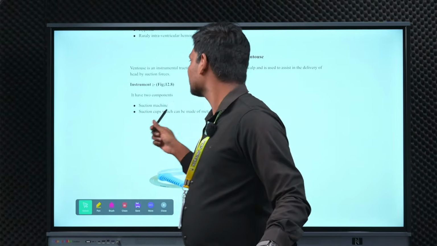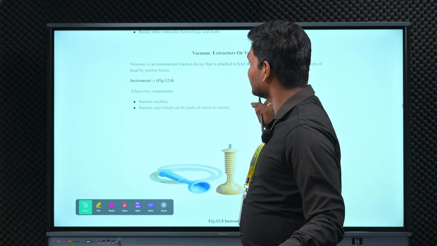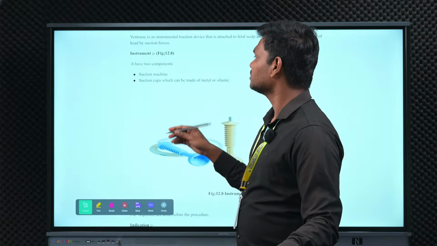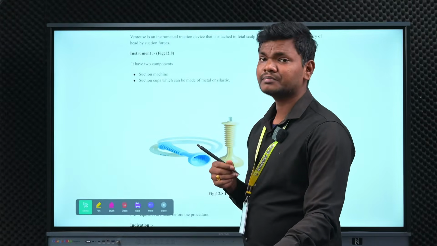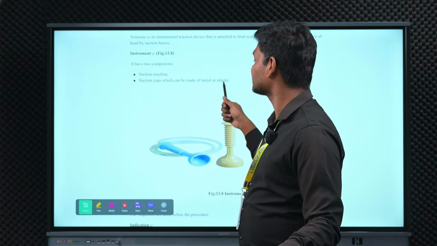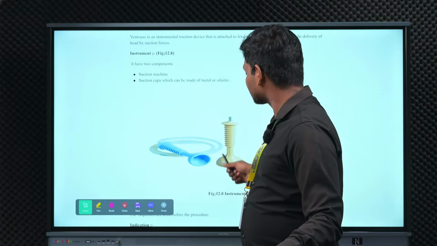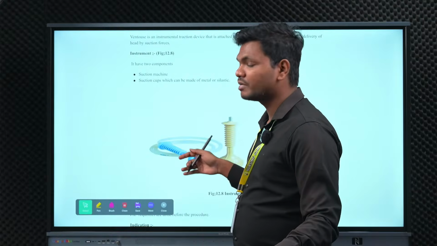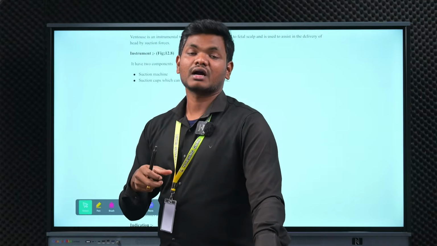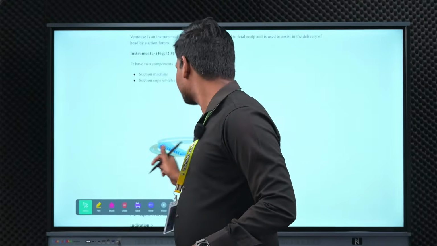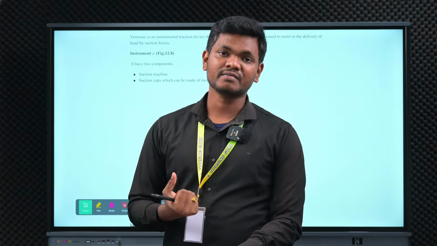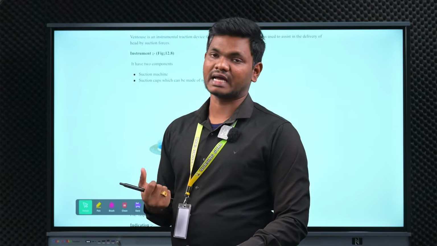So you can see here the instrument which I have given in the pictures. It has two components, that is a suction machine with a suction cup, which can be made of metal or plastic. So this is the suction cup. The tube is connected to the machine, creating vacuum pressure, applied on the fetal head, and we get the delivery of the fetus. It's known as vacuum extraction.